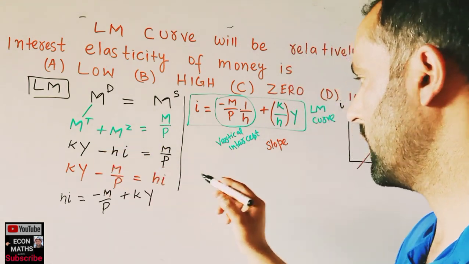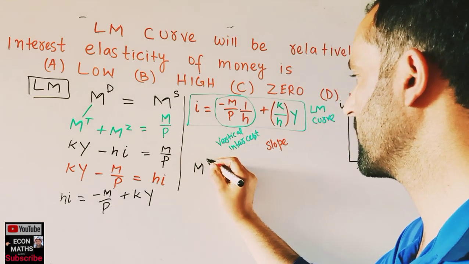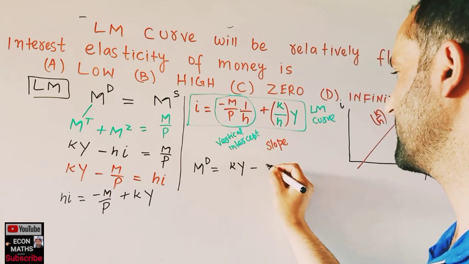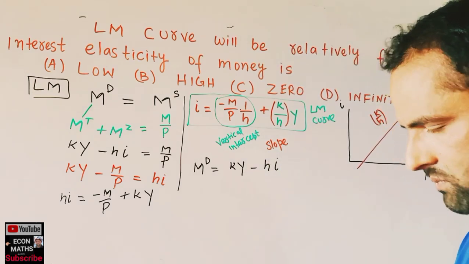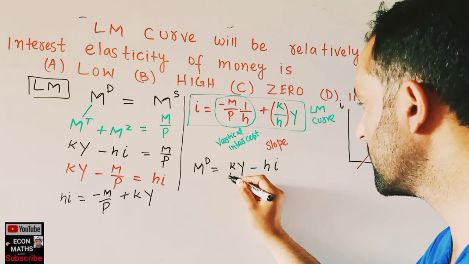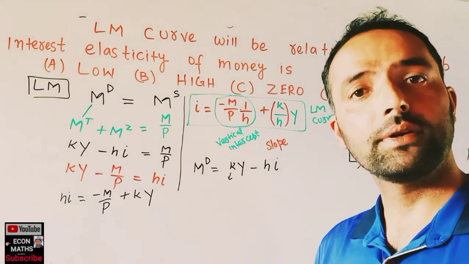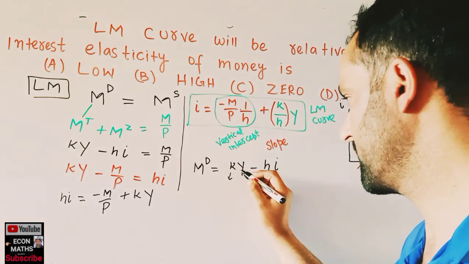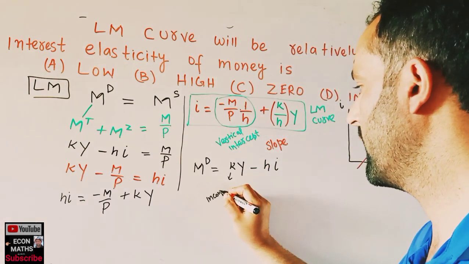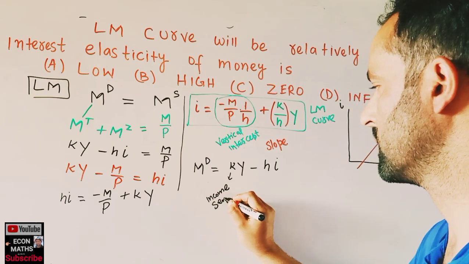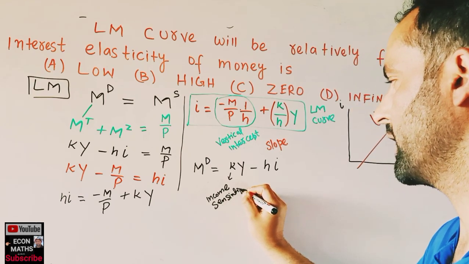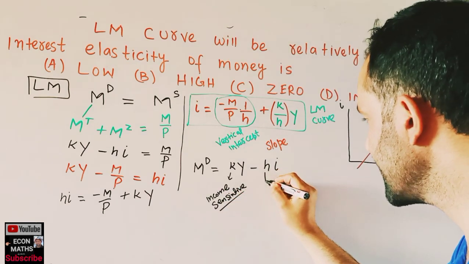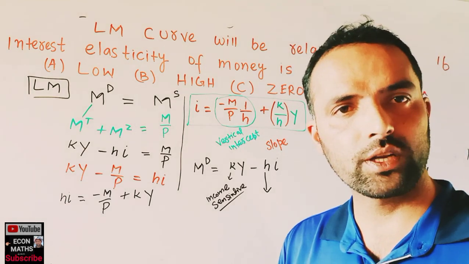Okay, so if I write it in this fashion, demand for money is equal to, for the sake of simplicity, k times y minus h times i. Now this shows us the income sensitivity of demand for money. Okay, income sensitivity for demand for money, and this h shows us the interest sensitivity for demand for money.